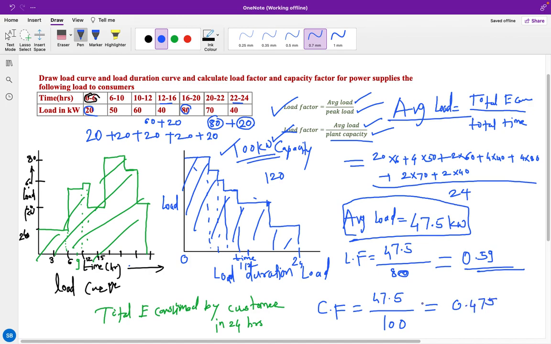0.475. So that's how you can solve for the capacity factor if the capacity of the thermal power plant is not given in the numerical. It totally depends on you how much reserve capacity you are going to use, and using that you can calculate the capacity factor.